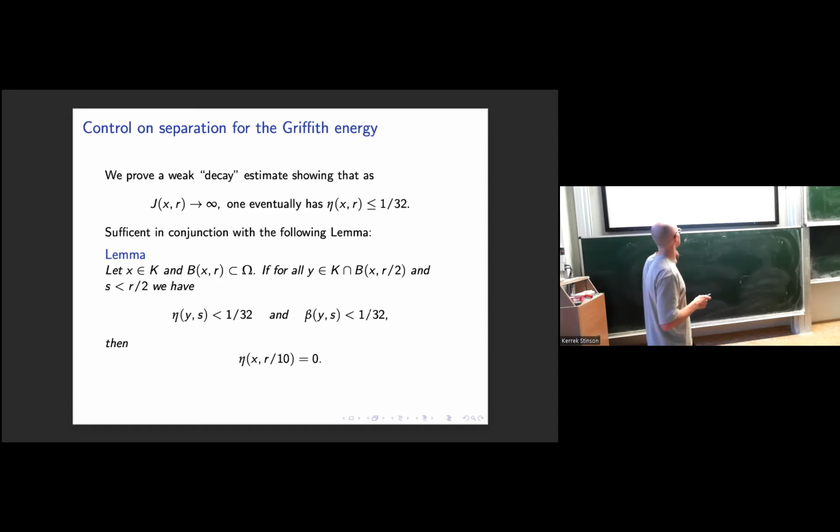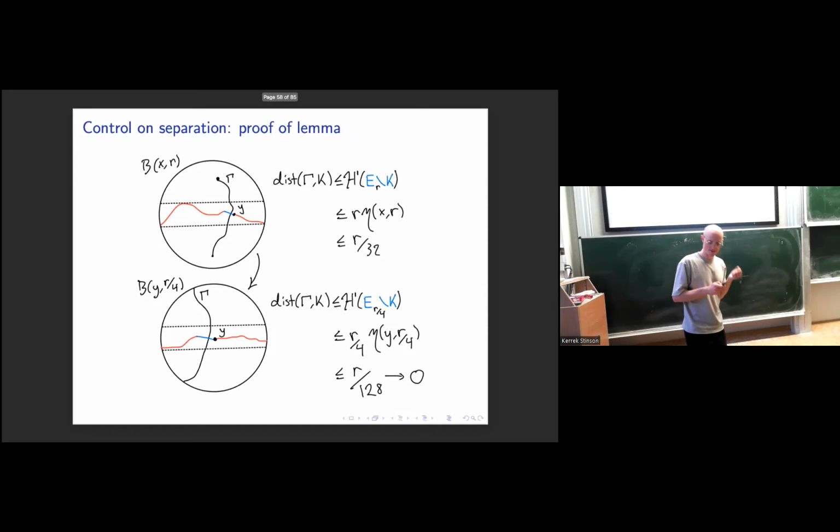And the reason we only need this is because of the following lemma. This lemma says if you take a point X on the crack and you look at all points Y near it and all small scales S, and the length of holes at all these points in all small scales is beneath a threshold, then actually at the original point and on some smaller scale, the length of holes vanishes and you're actually topologically separated. And it's actually not so difficult to see why this is true.